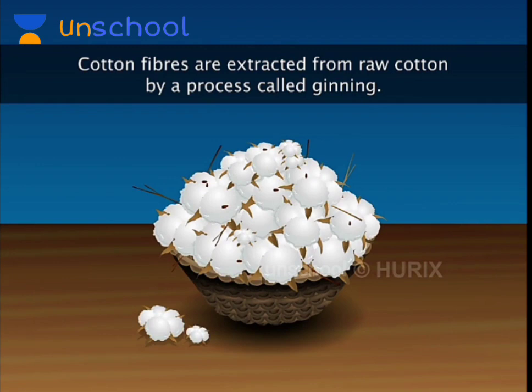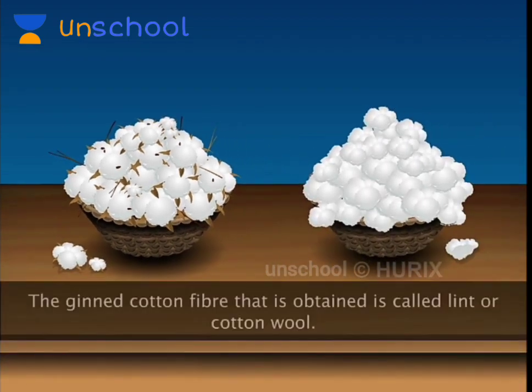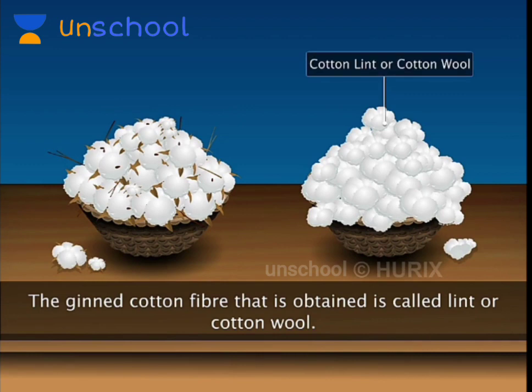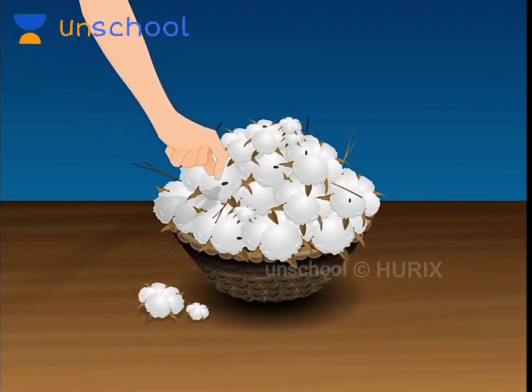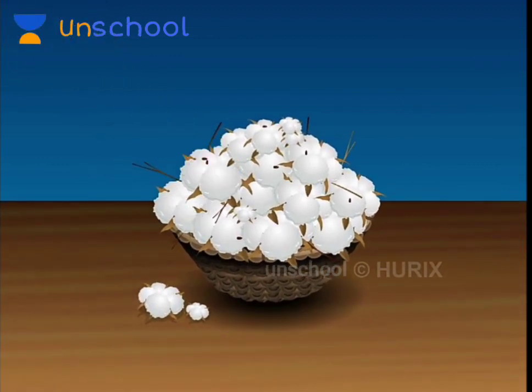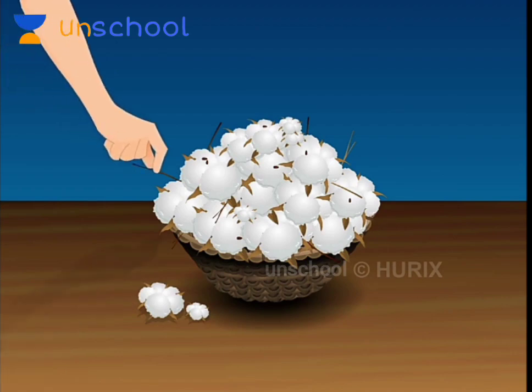During the process of ginning, the cotton seeds and other impurities are separated from the cotton. The ginned cotton fiber that is obtained is called lint or cotton wool. In the olden days, ginning was done manually, which was very time-consuming.